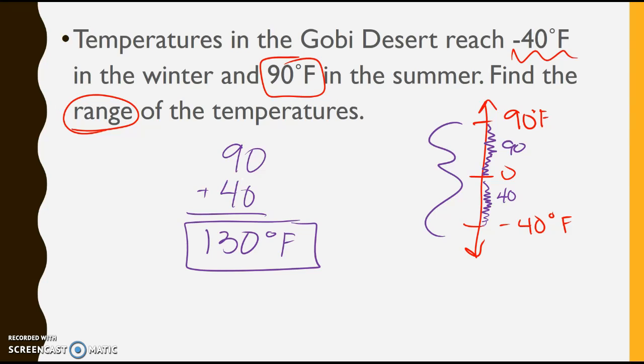So this concludes the review for our 1.1 to 1.3 quiz, first half of Chapter 1 for Math 7. Good luck!